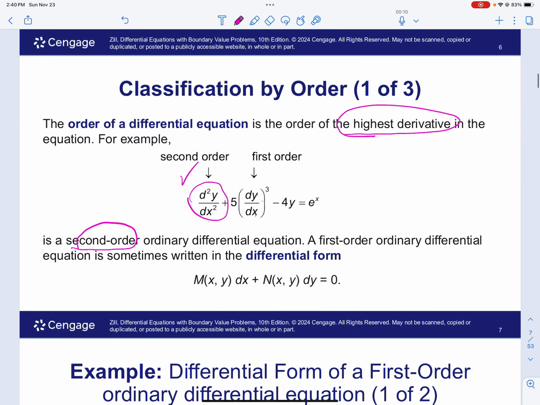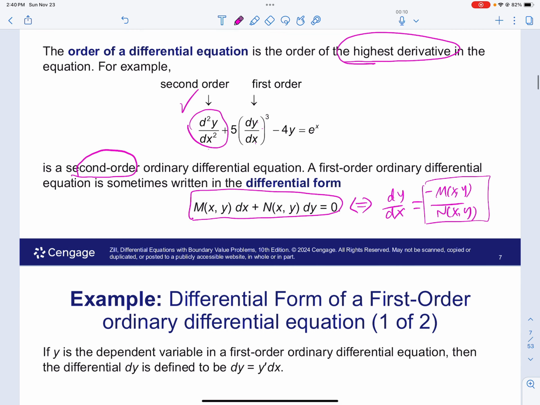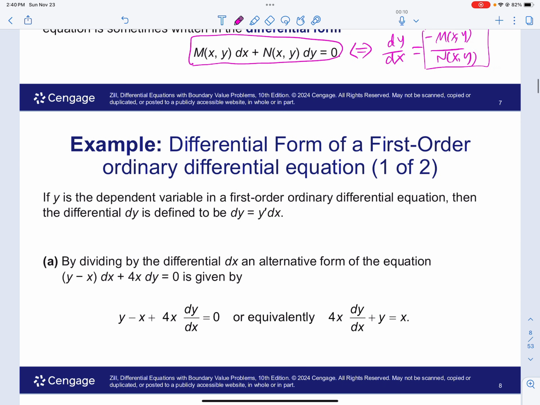And so the next one is called a differential form. We can directly say dy over dx will be what? Negative M(x,y) over N(x,y). You move it and divide. So this is only a first order differential equation. And you can multiply dx on both sides and get rid of the denominator, and it's called what? Differential form. Okay, differential form.